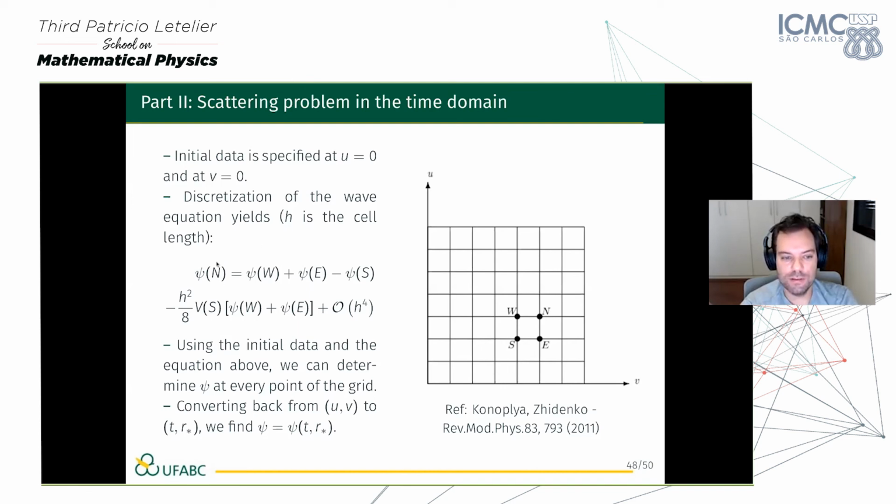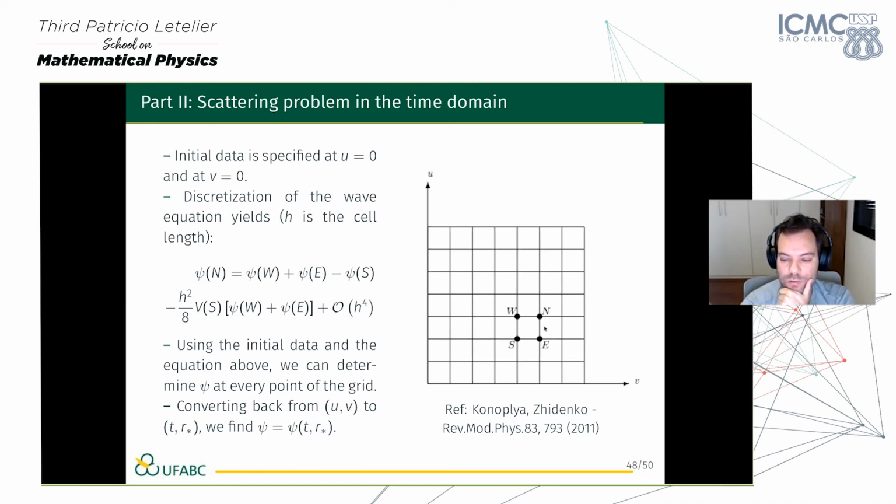Basically, what this equation is telling you is that you can determine the function psi, the scalar field, at the point N if you know what the function is at W, S, and E. You also need to know the potential V at the point S. S for south, N for north, west and east. So you know what's happening in the north if you know what's happening in the west, east, and south points.